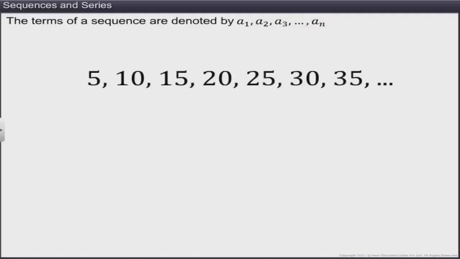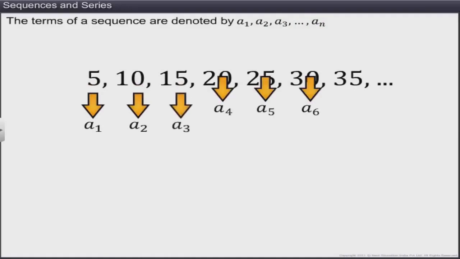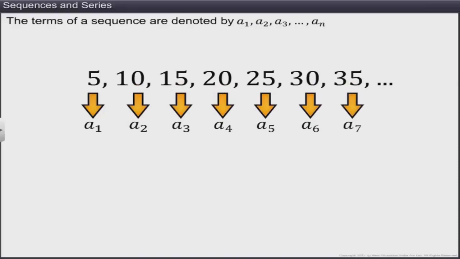The terms of a sequence are denoted by A1, A2, A3 and so on up to An, where A1 denotes the first term, A2 the second term, A3 the third term, and An denotes the nth term of the sequence. For this sequence, 5 is the first term, 10 is the second term, 15 is the third term, and 35 is the seventh term.